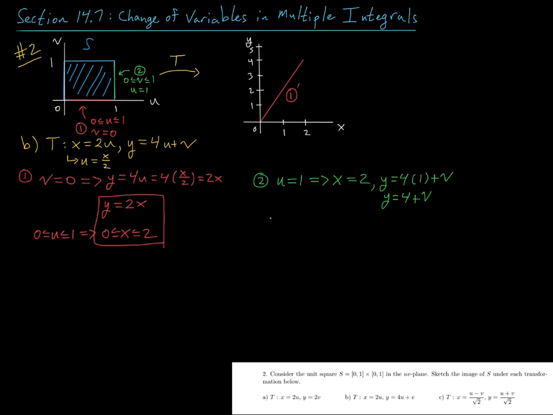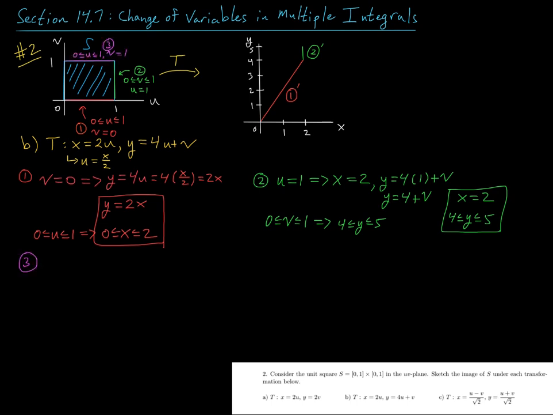And now as we let v vary from 0 to 1, that's going to imply that y will vary from, well, 4 at the low end to 4 plus 1, which would be 5 at the high end. Okay, so our two conditions here really are that x is 2 and y is varying from 4 to 5. So these conditions describe this little line segment here. So it's the portion of the vertical line x equals 2 as we let y vary from 4 to 5. Cool.